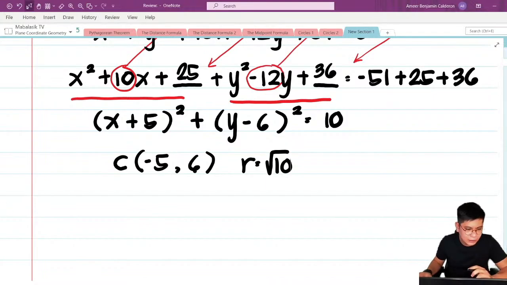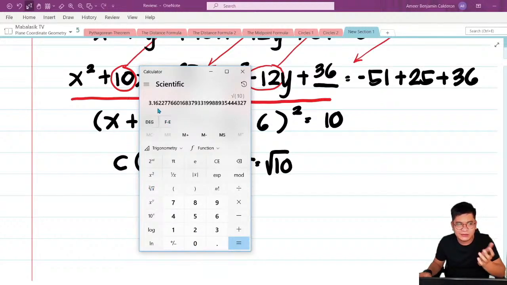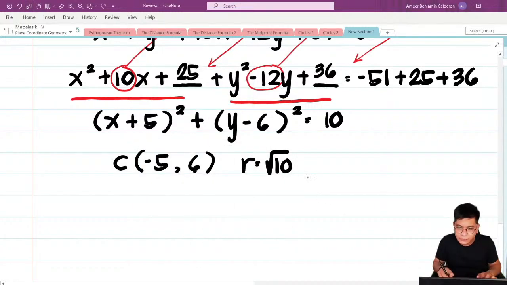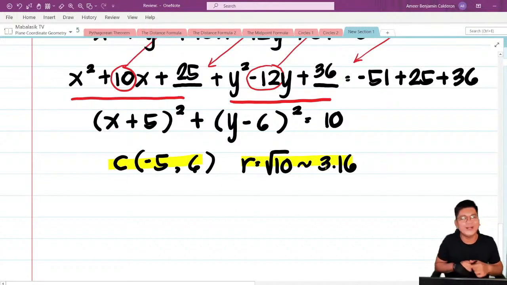Let us use our calculator. Square root of 10. That's roughly around 3.16. And we have our center and our radius.